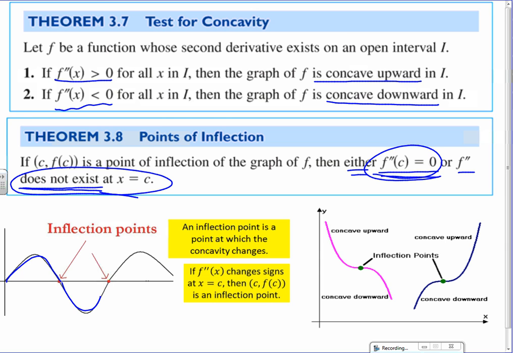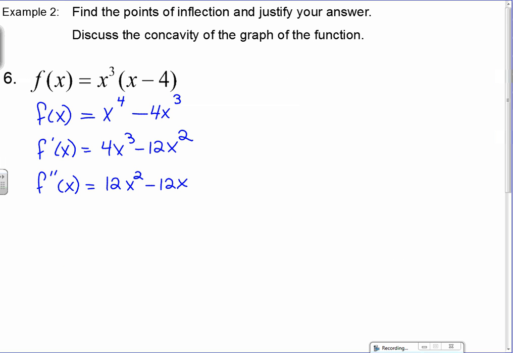We also would have to watch for those points of discontinuity, which brings me back to we should have looked at our domain, which was all reals. So we don't have any points of discontinuity for the original function. F double prime is also a polynomial. Its function is good over all real numbers as well. So I won't have any points of discontinuity.